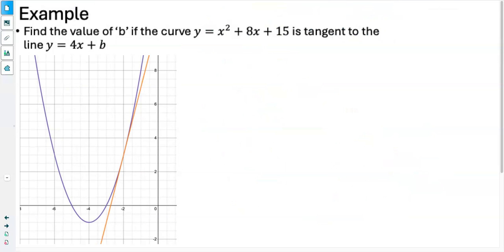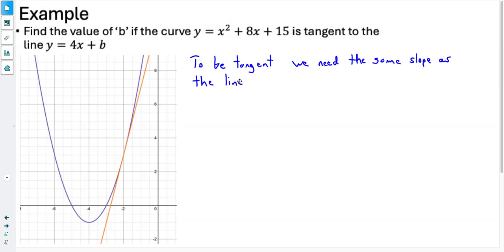Okay, next example, we're going to find the value of b if the curve y equals x squared plus 8x plus 15 is tangent to our line y equals 4x plus b. So essentially this is our curve, and we want to figure out this b value of this tangent line. So to be tangent, we need the same slope as the line that they give us. Therefore, we know y prime or f prime of x is equal to 4.